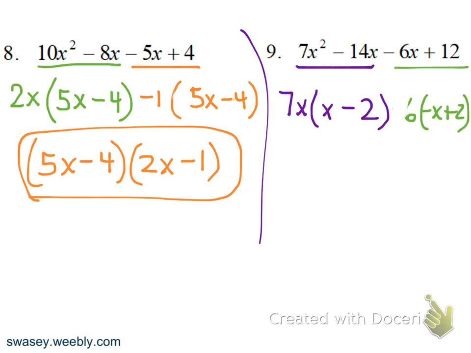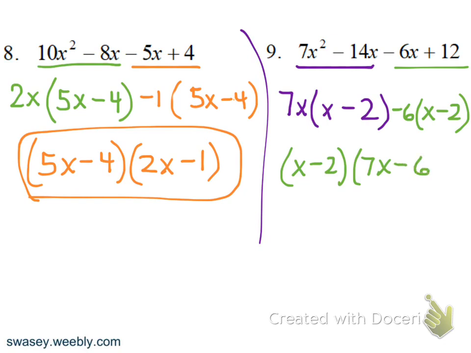So instead of factoring out a positive 6, we're going to factor out a negative 6. And we're left with positive x minus 2. 12 divided by negative 6 is negative 2. So the x minus 2 is in common. We're left with 7x minus 6.